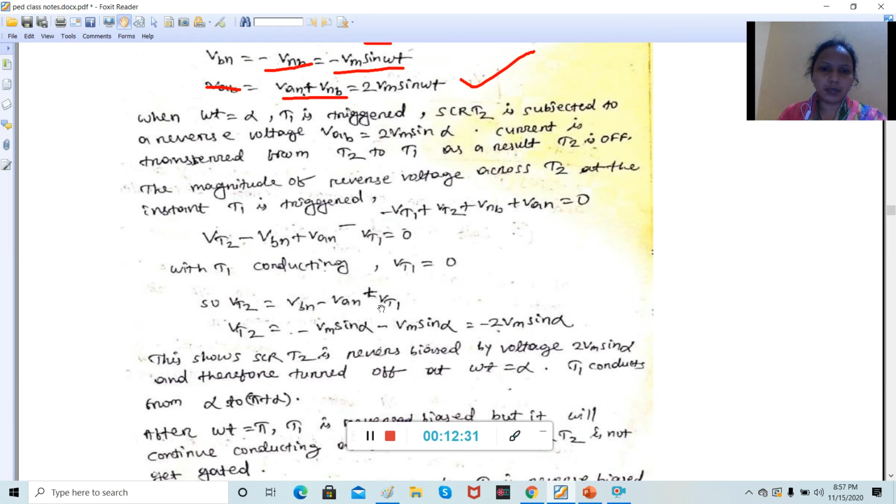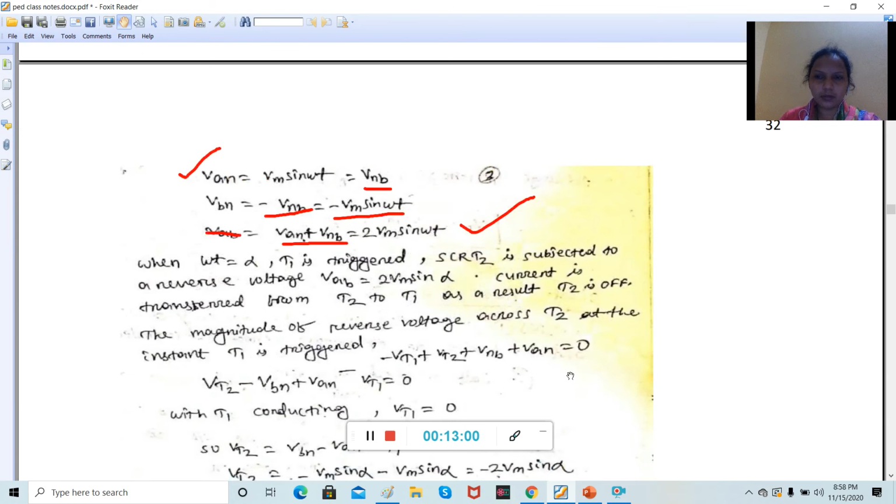Vbn is equal to minus Vm sin alpha, and minus Van, where Van is Vm sin alpha. So minus Vm sin alpha minus Vm sin alpha is equal to minus 2 Vm sin alpha. This is how we get 2 Vm sin alpha at T2 when T1 is conducting and T2 is reverse biased. So T2 is reverse biased by voltage 2 Vm sin alpha, and therefore turns off at omega t equal to alpha.